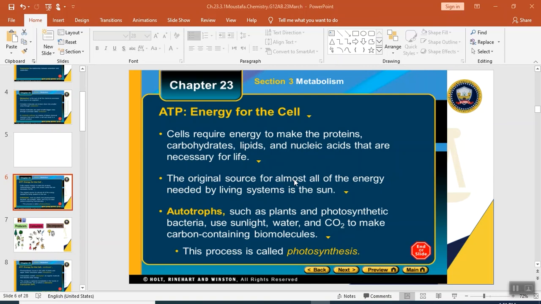The original source for almost all of the energy needed by living systems is the sun. So the sun is the main source of energy on the earth. Autotrophs such as plants and photosynthetic bacteria. What is the meaning of autotrophs? Autotrophs means producers that can produce their own food by using sunlight, water, and carbon dioxide to make carbon-containing biomolecules, like carbohydrates. And this process is also called photosynthesis.